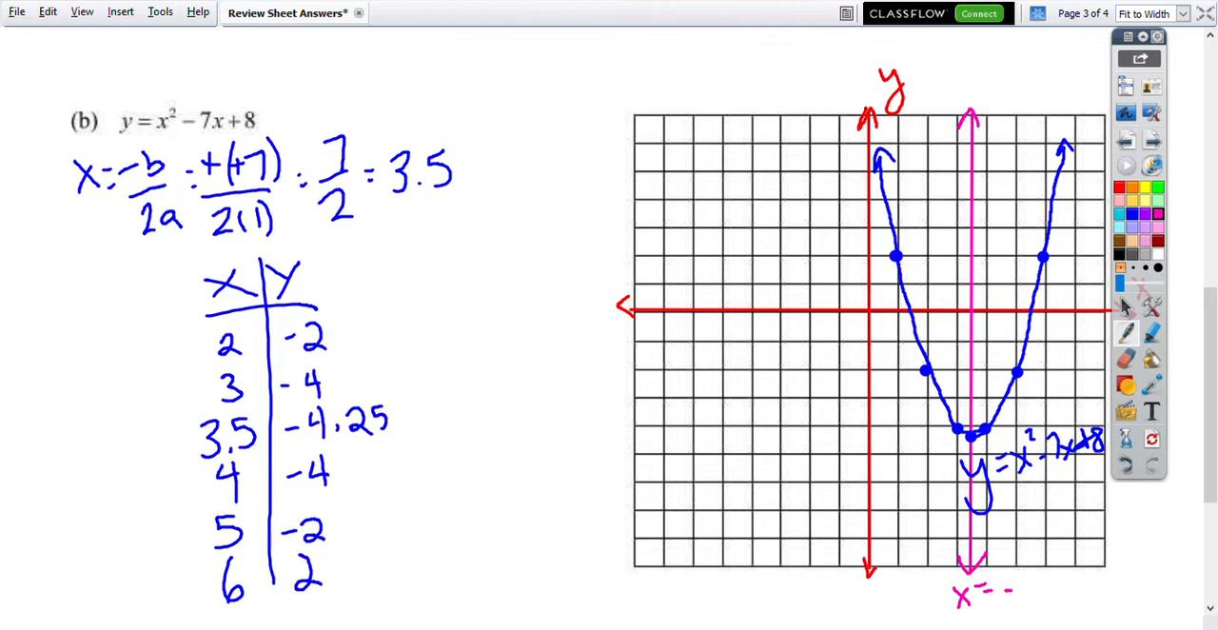And it's an x equals, and we're good to go. And then our vertex, there's the coordinate right there.